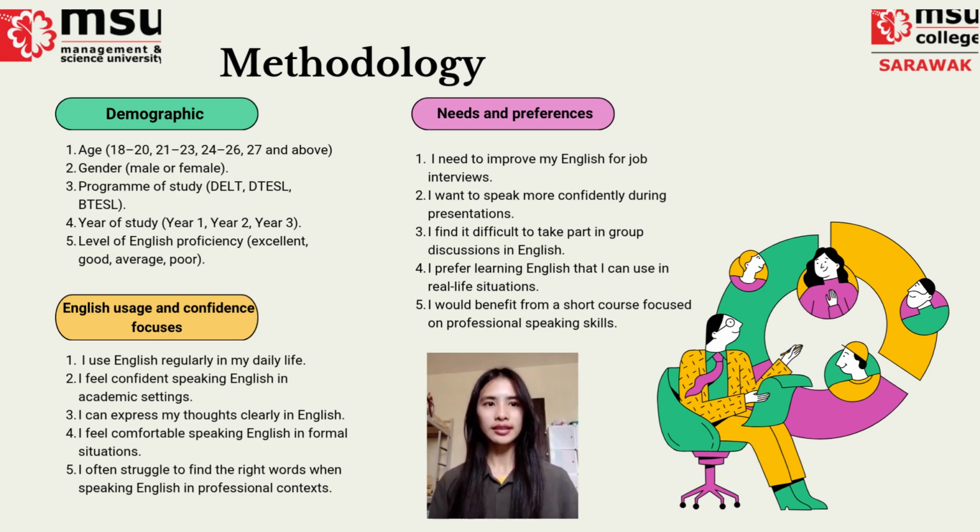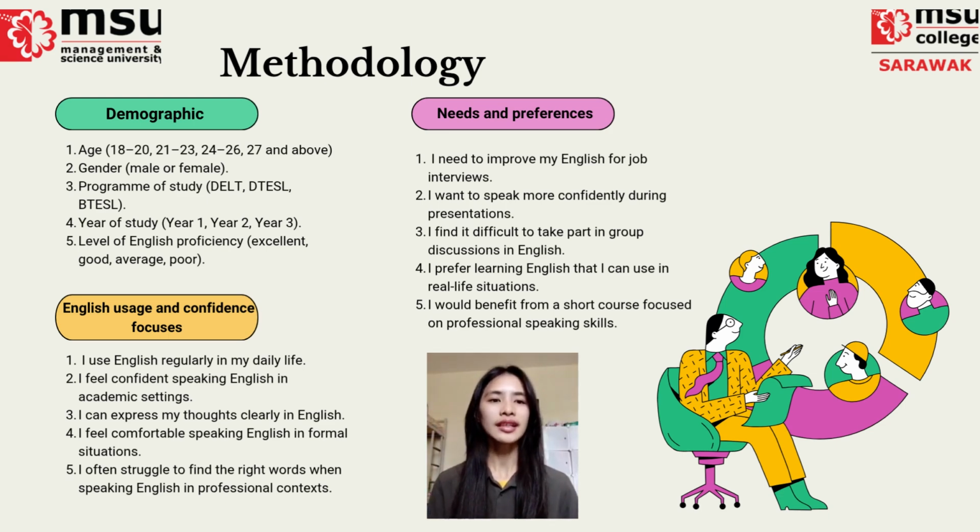Section B is current English use and confidence, focusing on how students use English and how confident they are in using English in different situations. Students respond using a 5-point Likert scale where 1 means strongly disagree and 5 means strongly agree. The statements in this section are: 1. I use English regularly in my daily life. 2. I feel confident speaking English in academic settings. 3. I can express my thoughts clearly in English. 4. I feel comfortable speaking English in formal situations. And lastly, I often struggle to find the right word when speaking English in professional contexts. This section helps to identify the students' current habits and confidence in using English.